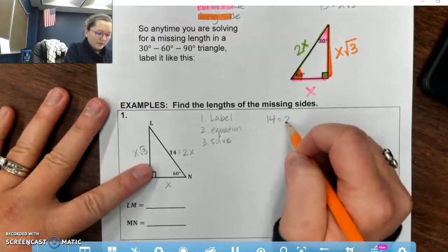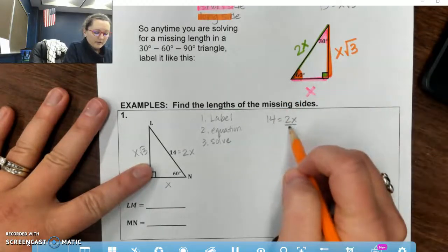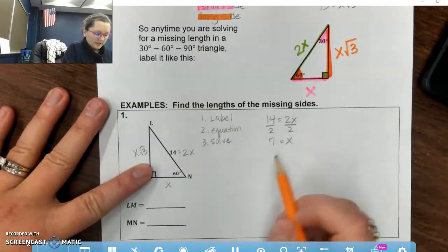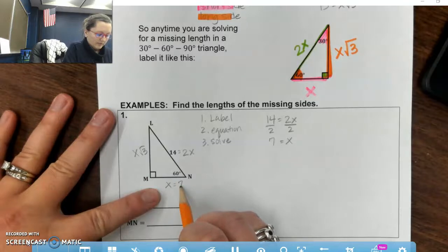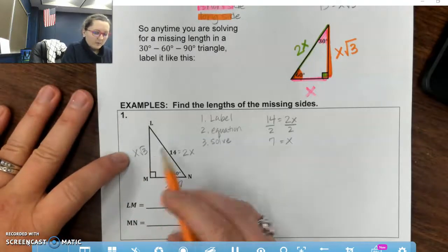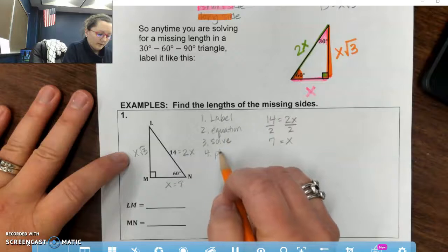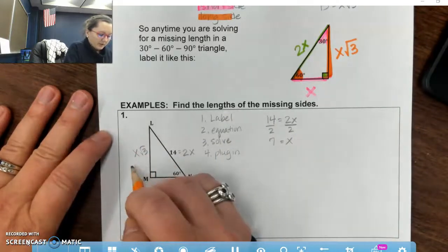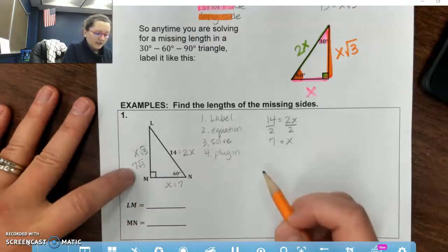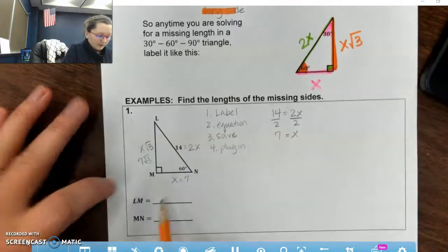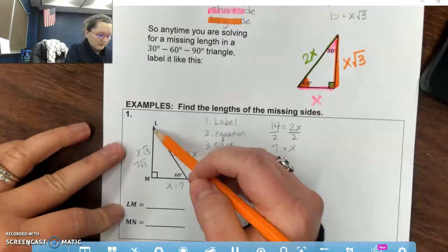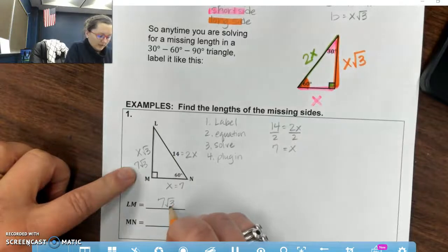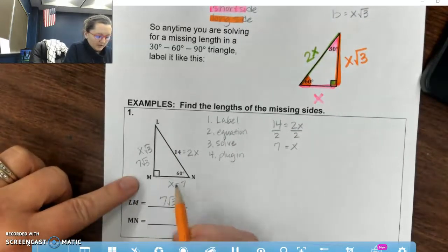So I'm going to say 14 equals 2x and solve for x here. So I'm going to divide by 2 and x equals 7. Alright, so if x equals 7, then I know that this equals 7, right? And what about here? All I have to do is plug back in. So our number 4 here, we're going to say plug in, right? After you solve, then we're going to plug in. So this value, I'm just going to plug in that 7 there, and I get a 7 root 3. So let's look here. Side LM is 7 root 3, and segment MN is 7.